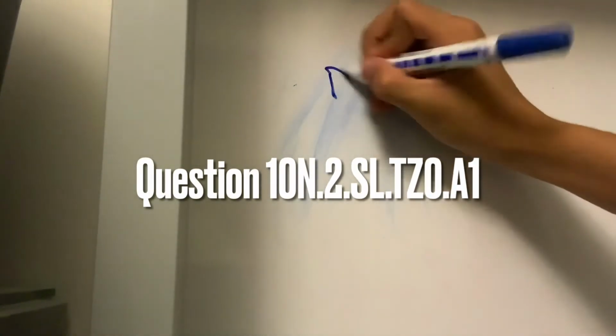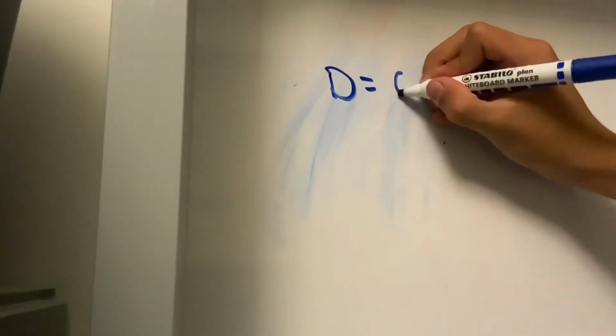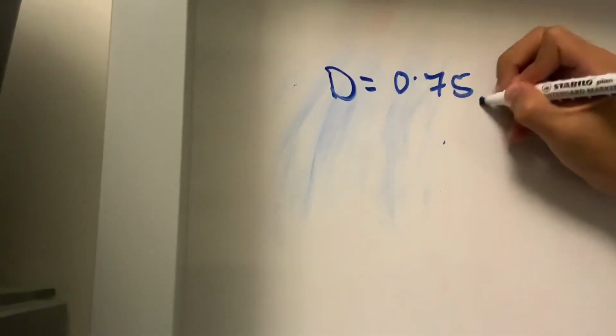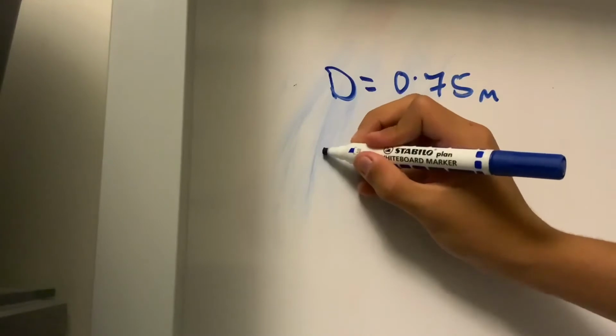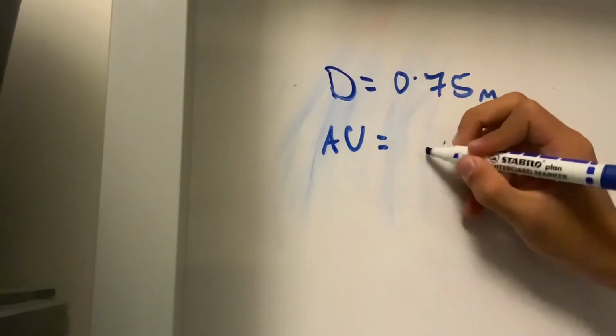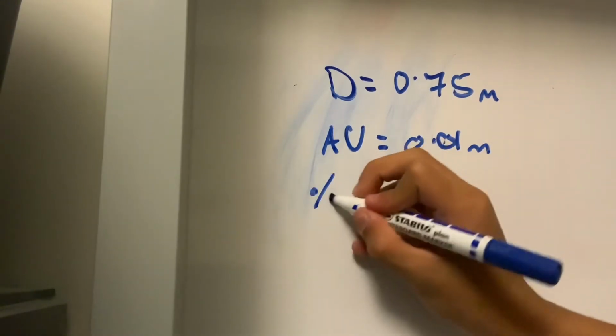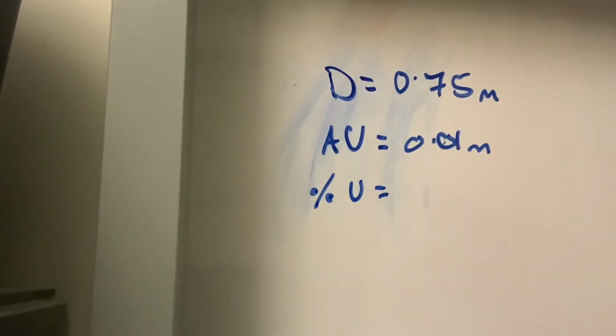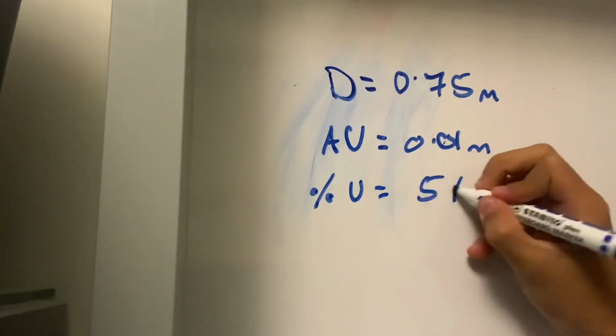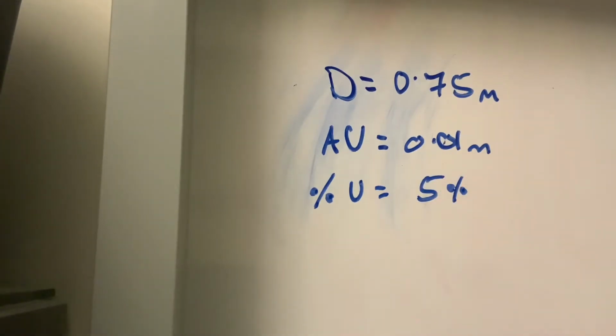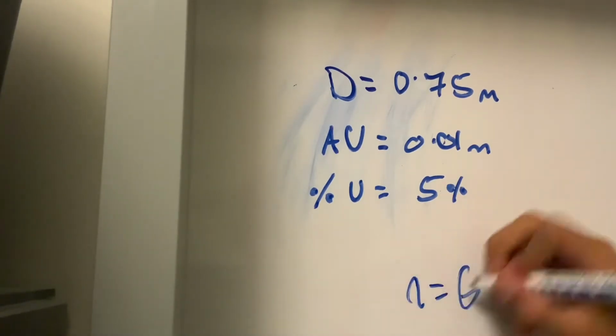In the question that I've chosen to answer, the fixed distance is 0.75 meters. The absolute uncertainty is 0.01 meters, and the percentage of uncertainty is 5%. And the question is asking us to find the absolute uncertainty when n is equal to 6.